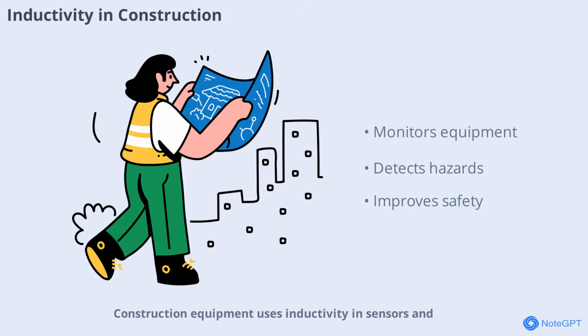Construction equipment uses inductivity in sensors and control systems to improve safety and efficiency. Inductive sensors help monitor equipment status and detect hazards, supporting safer worksites.